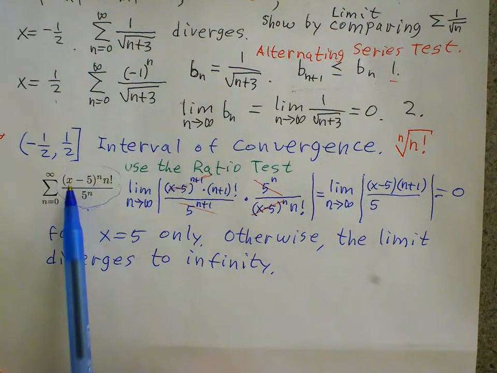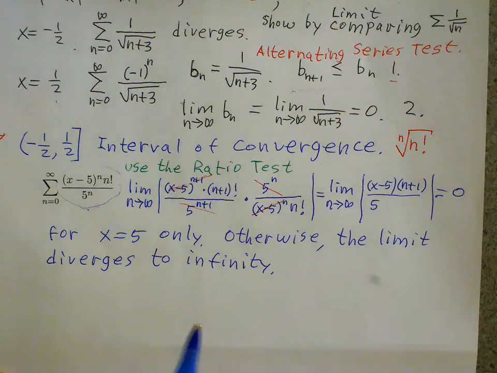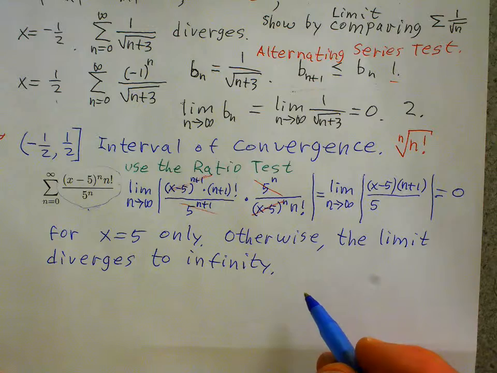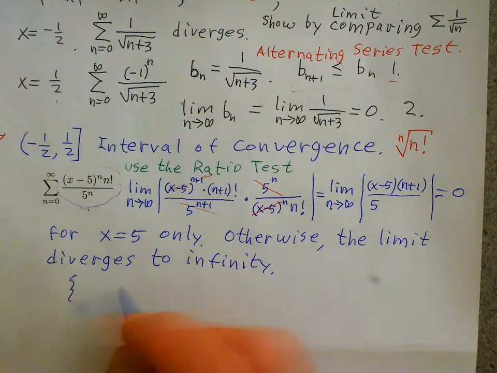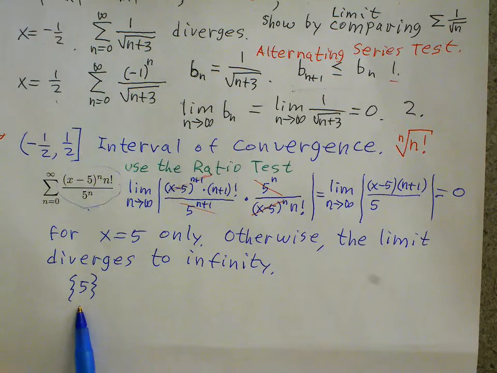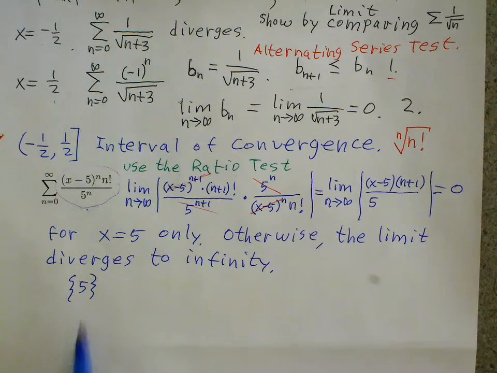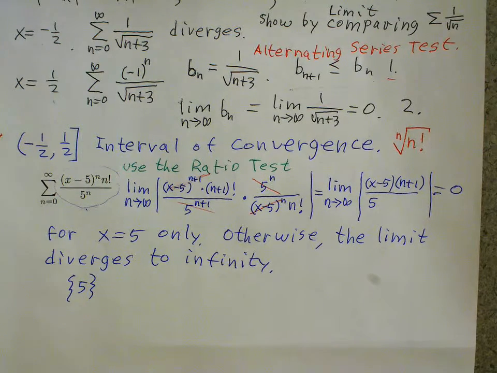Yeah, but when x is 5, all of the terms are 0. So not a very exciting infinite series, but we would just say x equals 5 is the interval of convergence. It just consists of one number in this case. Okay, let's move on to the next page.